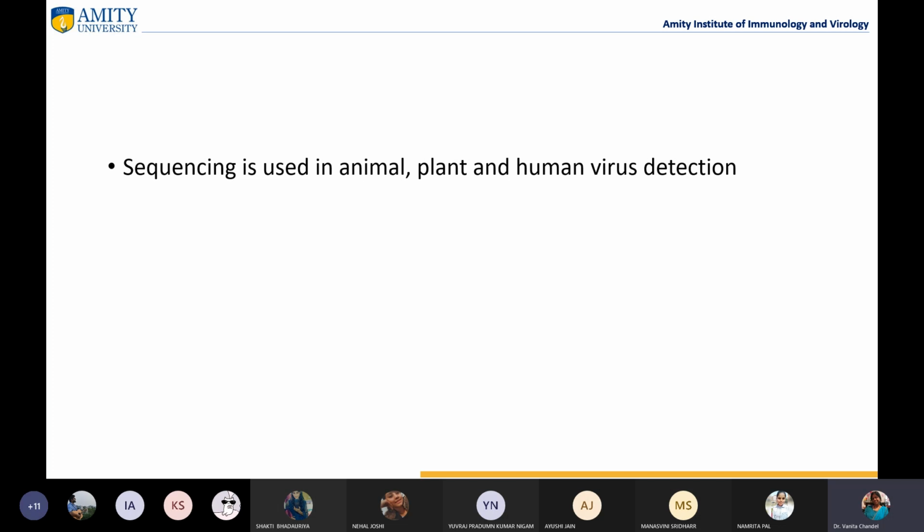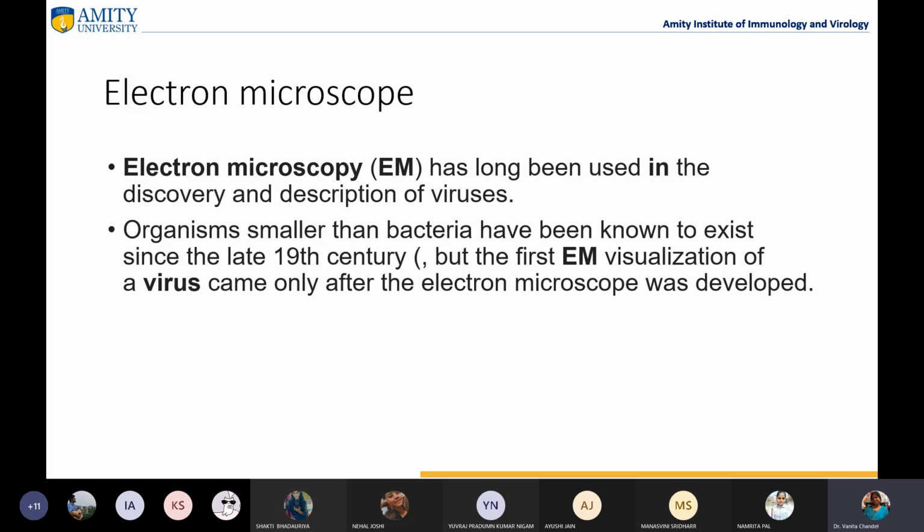So sequencing is being used in animal, plant, and human virus detection. Everywhere equally, this technique has been used. Then electron microscope is again one technique which is being used in the diagnosis of both plant and human viruses. So it has been used very commonly since its discovery.